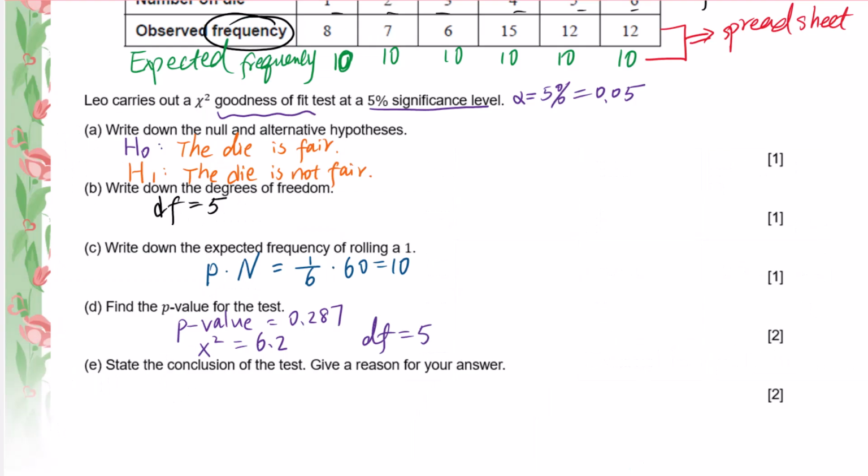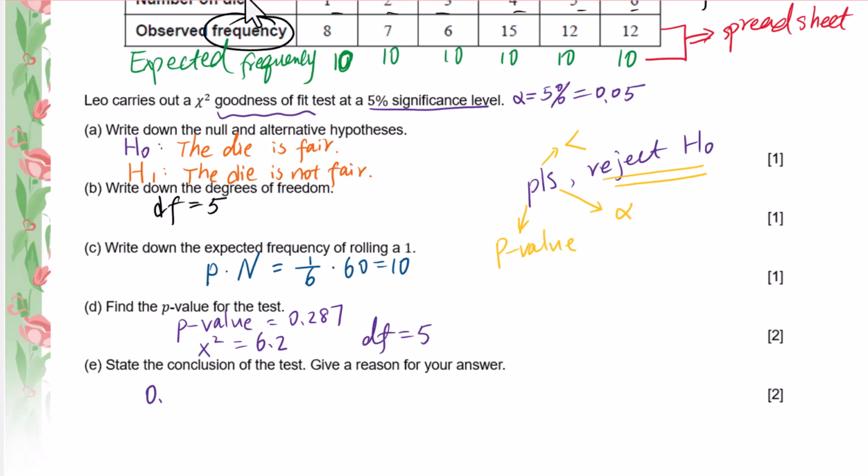E. State the conclusion of the test. Give a reason for your answer. Here is the rule. Please reject H0 if P, the p-value, L, is less than the significance level alpha. Then reject H0.